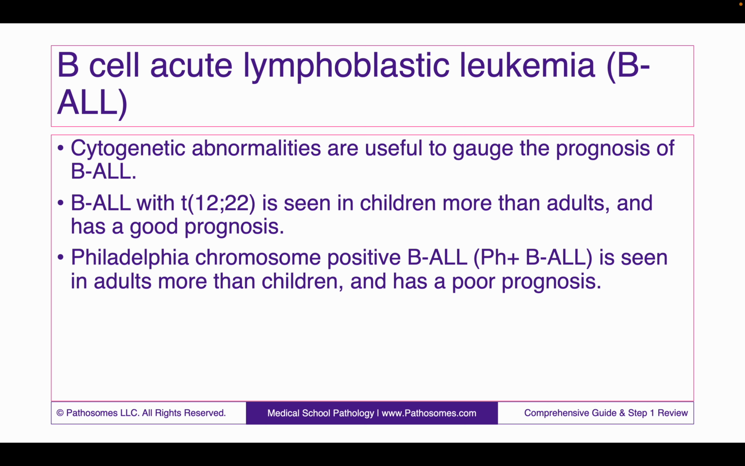Cytogenetic abnormalities are useful to gauge the prognosis of B-ALL. B-ALL with translocation 12;21 is seen in children more than adults and has a good prognosis. Philadelphia chromosome positive B-ALL, or Ph positive B-ALL, is seen in adults more than children and has a poor prognosis.